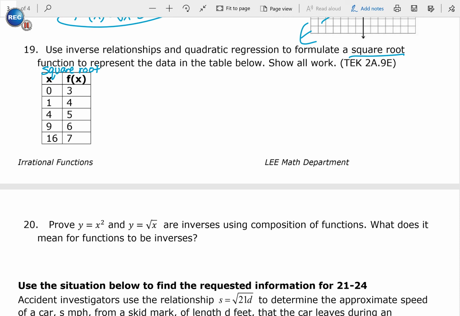Okay, so square root function. So we need to actually create data for the inverse of a square root, which would actually be a quadratic. So if I have the inverse of this data, our x values are going to switch. So instead of 0, 3, this is now 3, 0.